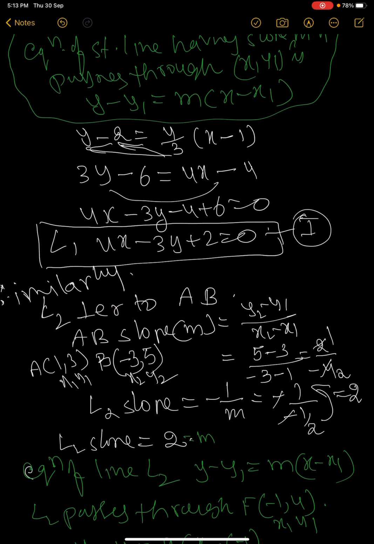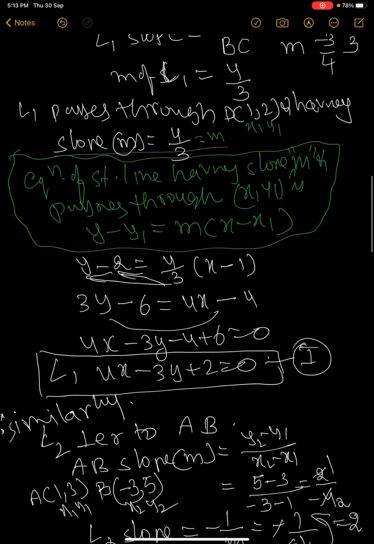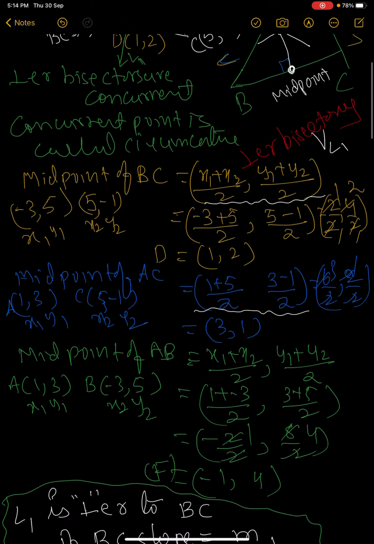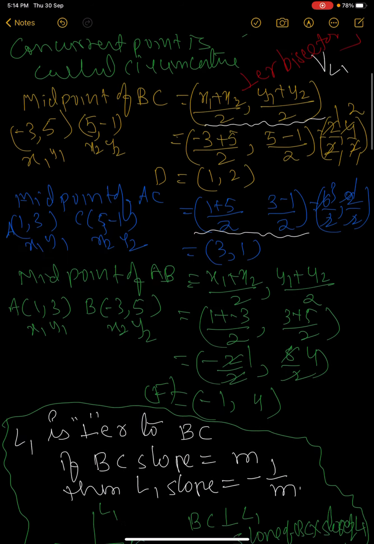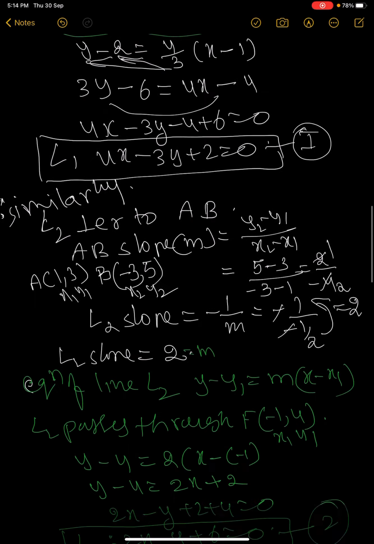In a similar way, we can find the L2 equation also. L2 is perpendicular to AB, as in our figure. AB slope is (y2 minus y1) by (x2 minus x1). Here you see, L2 is this one, perpendicular to AB. AB values are (1, 3) and (minus 3, 5), and we also know the F values. By using that we can find L2.